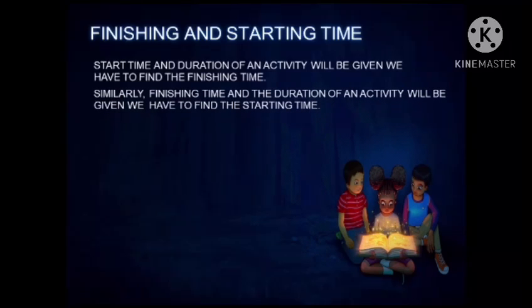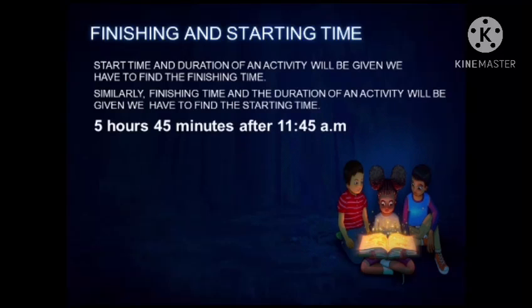Similarly, finishing time and the duration of an activity. So starting time and duration will be given, or finishing time and duration will be given. Based on the data we will be finding the other one. So 5 hours 45 minutes after 11:45 a.m. After 11:45 a.m. means that is the starting time, 11:45. So from 11:45 we have to skip 5 hours 45 minutes. Let's start counting and see what is the timing.